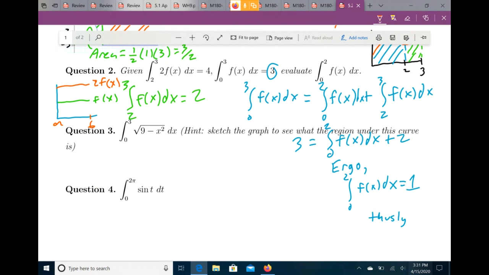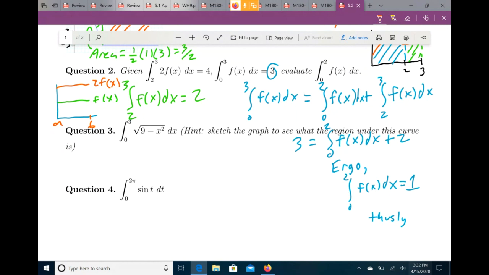Okay, so looking at the next one, we want to sketch the graph to see this. Always remember, eventually you'll learn algebraic or calculus techniques for evaluating these integrals, and you'll find an antiderivative and plug some numbers in. But you should always remember that the integral is just the area under the curve. It's like a geometric thing.